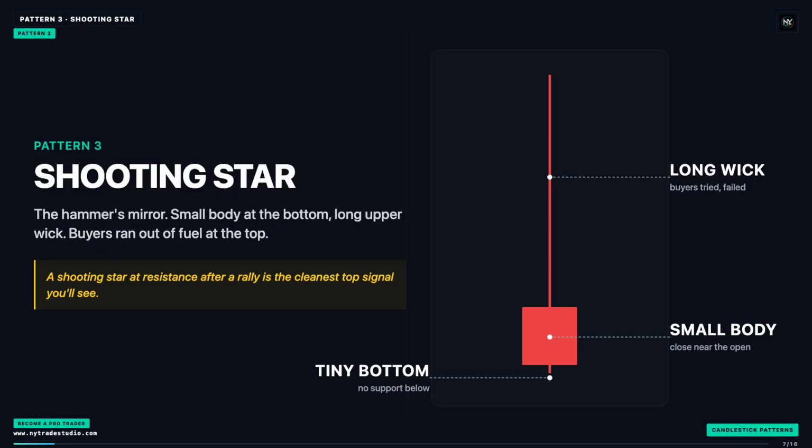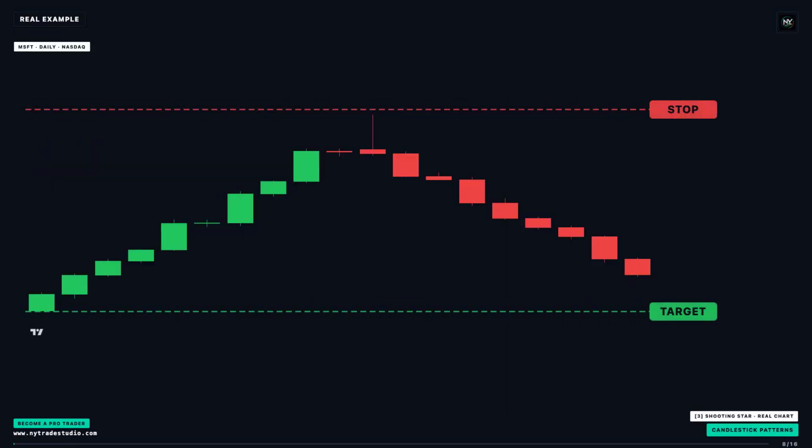Same threshold as the hammer. The upper wick must be at least twice the body. Entry: short on the next bar's open. Stop just above the wick high. Microsoft daily. A textbook shooting star.